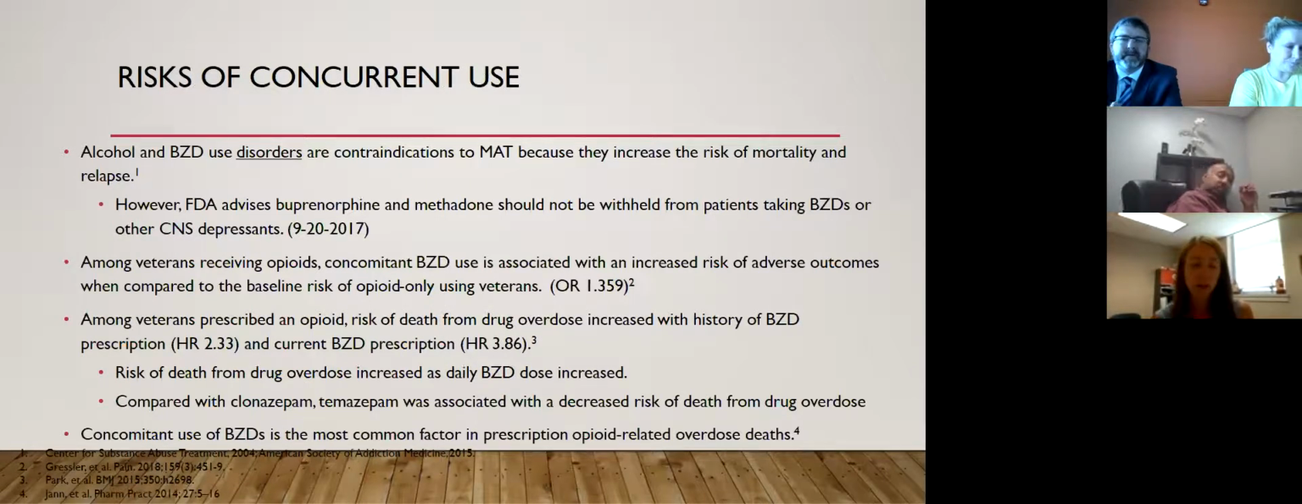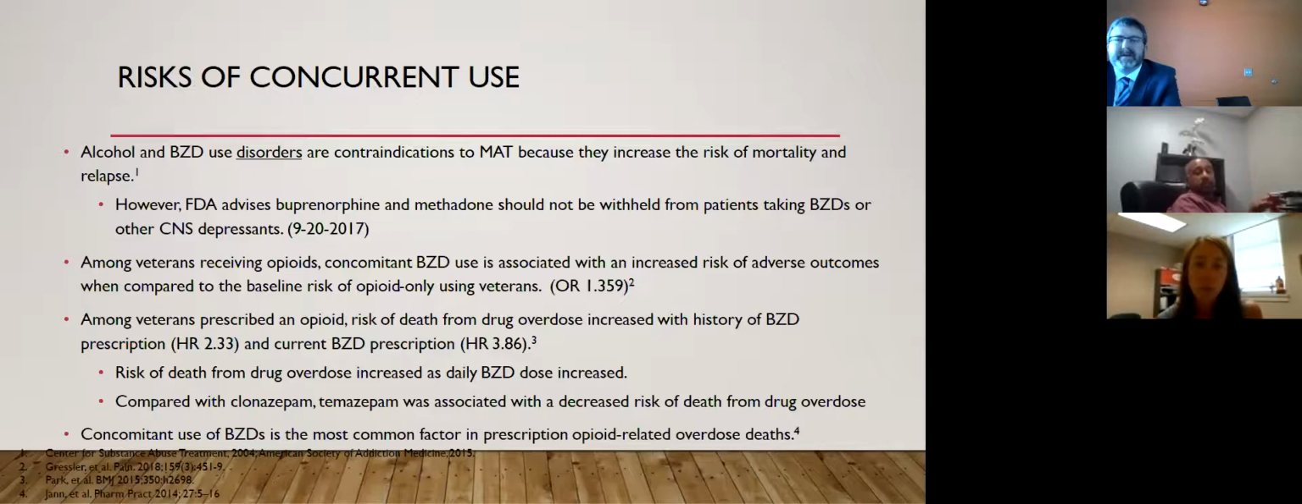So what are the risks of concurrent use? And what do the data say about these risks? Alcohol and benzodiazepine use disorders are considered a contraindication to medication-assisted therapy because they increase the risk of mortality and relapse. However, the FDA put forth an additional statement about that. They advise that buprenorphine and methadone should not be withheld from patients taking benzodiazepines or other CNS depressants. So we have direction not to use this combination intentionally or as a long-term strategy in as many or as few patients as we possibly can, I guess you would say.